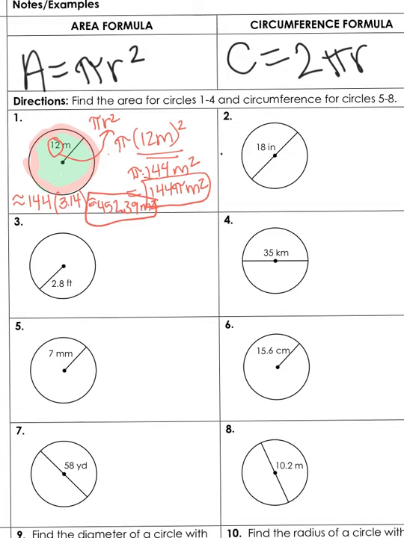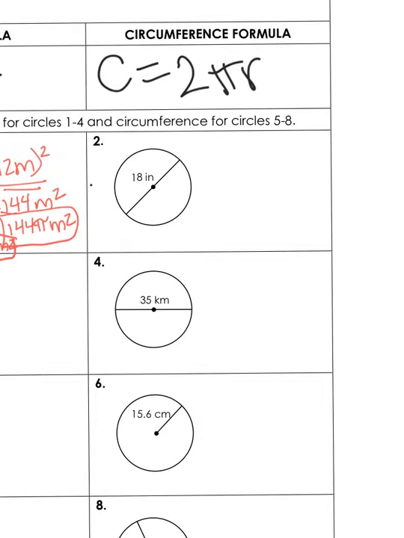For number 2, similar idea, except they give me the diameter. So I know that the radius has to be 9 inches. If the diameter is 18, I can just divide that by 2 to get the radius. So then I would have A equals pi r squared, and r is 9, and 9 squared is 81. So this is the same thing as 81 pi. I don't want to forget the inches squared though, because that's part of my units. So I end up with 81 pi inches squared.